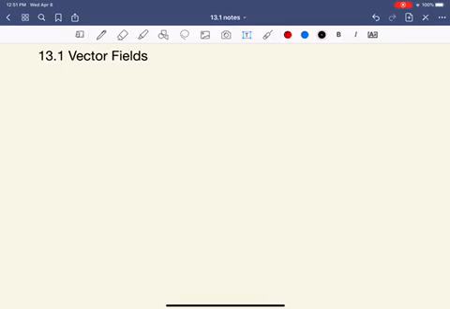All right, everybody. Welcome to the next chapter, chapter 13. We're going to start with 13.1, which is vector fields.